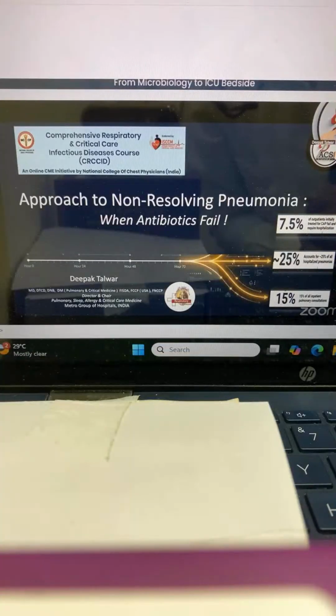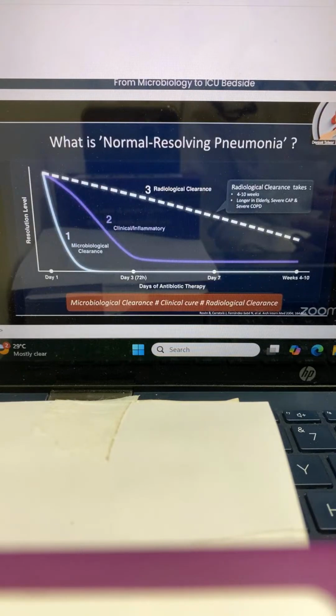The topic given to me is the approach to non-response in pneumonia when antibiotics fail. This is something common: 7.5% of outpatients treated as pneumonia fail and require hospitalization, and 1 out of 4 hospitalized pneumonias fail. About 15% of inpatient pulmonary consultations are primarily because the patient's pneumonia is not going away.